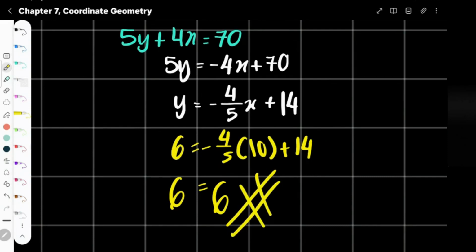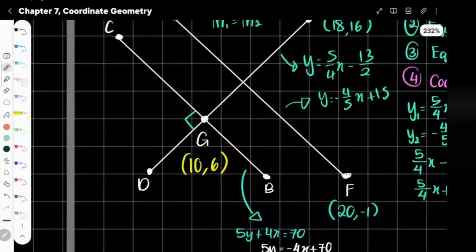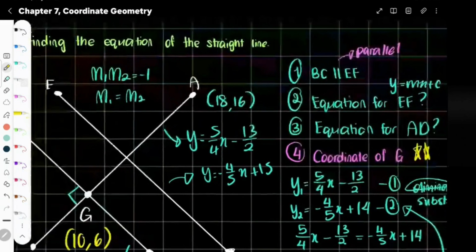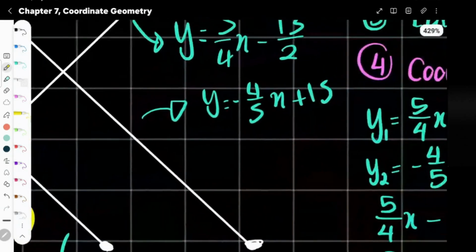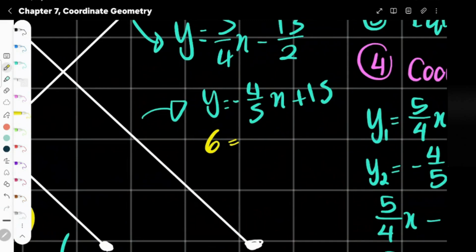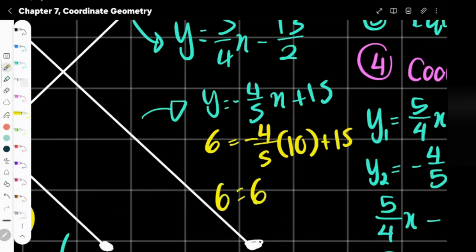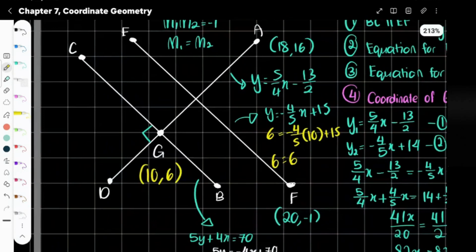Now the second equation, because we compare this one, right? Just now I used this one. So if you were to input this value into this one here, we should also get an equal value. So y is 6, negative 4 over 5, x is 10, and then plus 15. This should equal 6 as well, based on my knowledge. So negative 4 over 5 times 10 plus 15. This one should be, wait, what? Yeah, correct lah, should be 6. Am I doing wrong? Sorry.